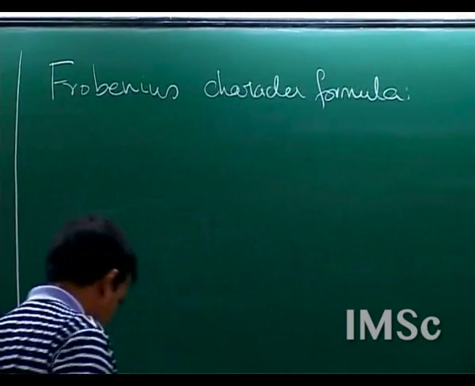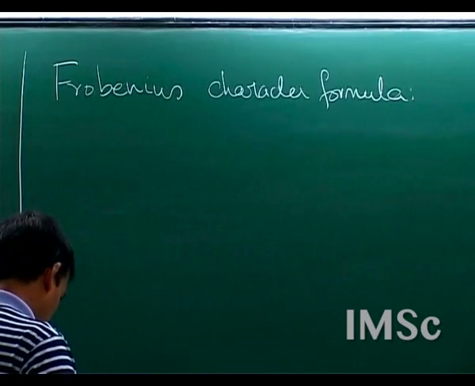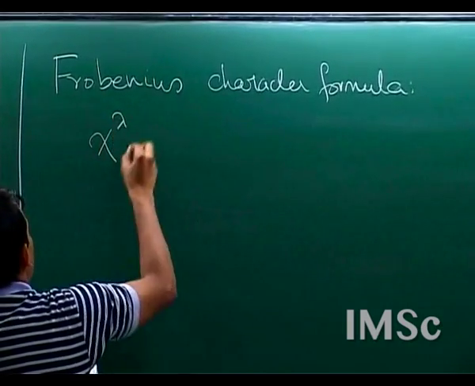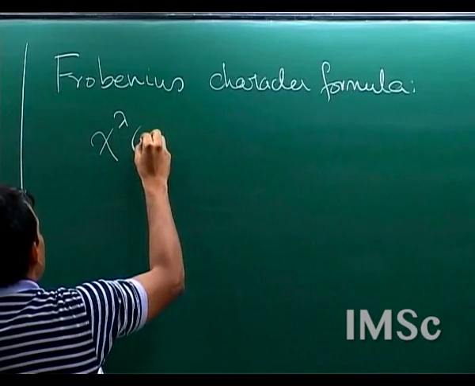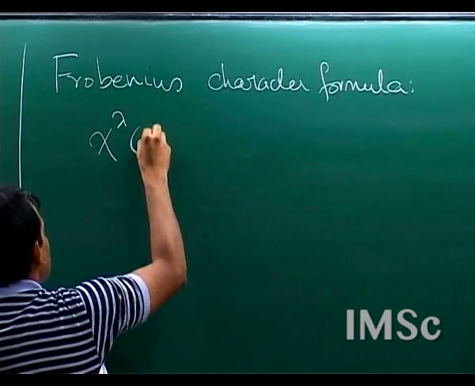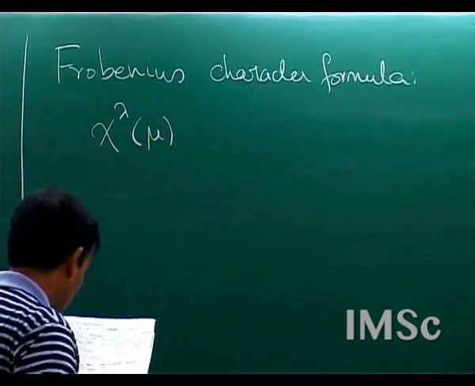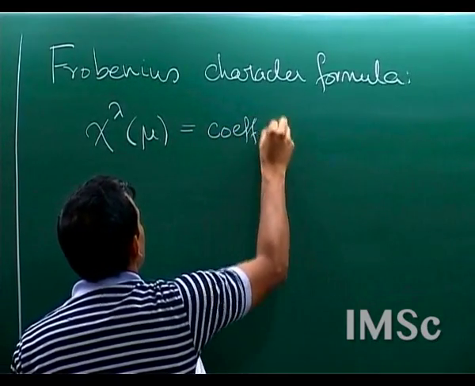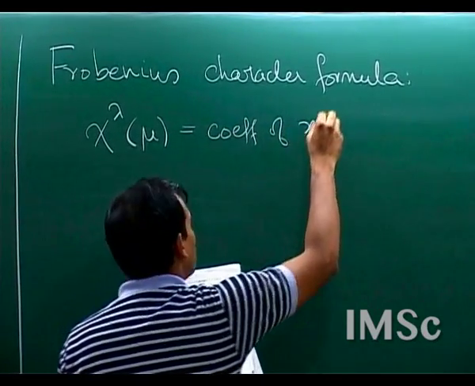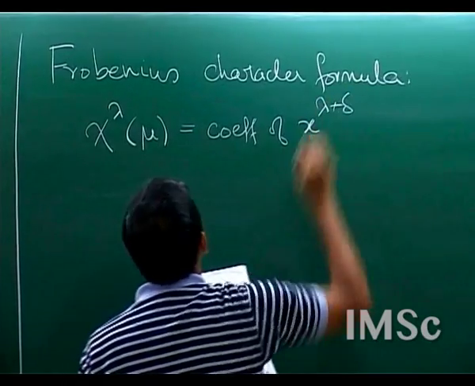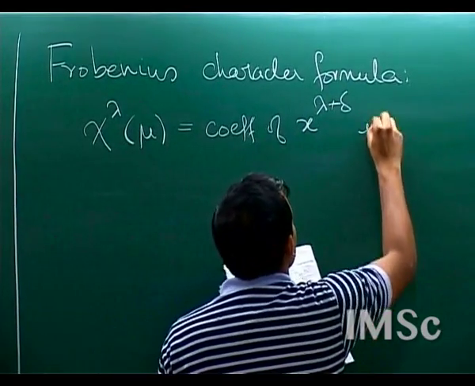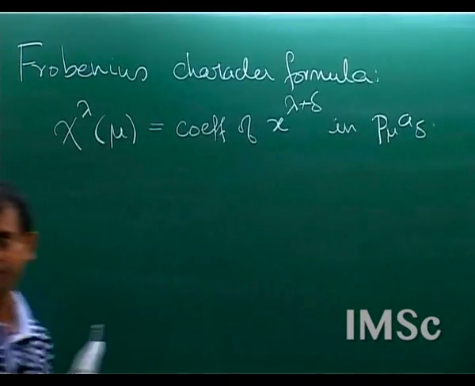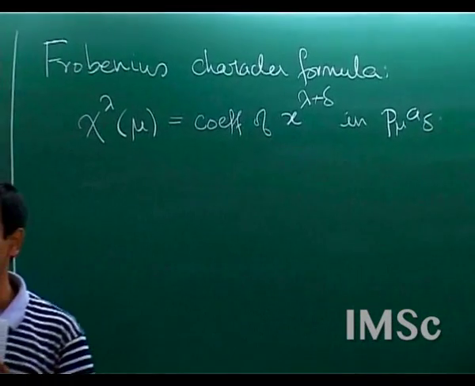What does the Frobenius character formula say? It says that the value of the lambda-th irreducible representation of Sn at the mu-th conjugacy class is equal to the coefficient of the strictly decreasing monomial x to the lambda plus delta in P mu A delta. This just follows from what I have said before.